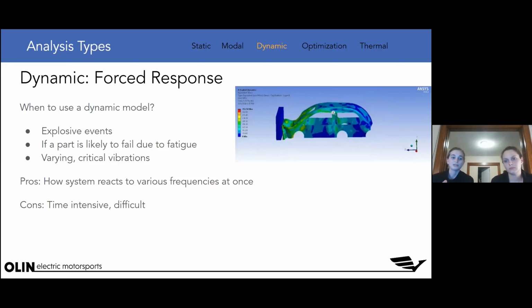Most of the time, we can probably just use hand calcs to figure this out, but sometimes you're going to want to use dynamic modeling. And then lastly, if you really need to know how your part is going to respond to critical vibrations or some sort of force vibrations, you can see how they respond to multiple vibrations, you might need to use a dynamic model. But again, just want to emphasize, these are really time intensive and they're really difficult to get correctly.